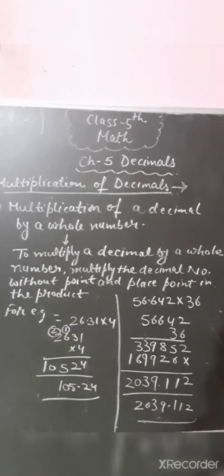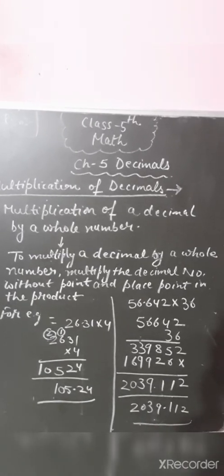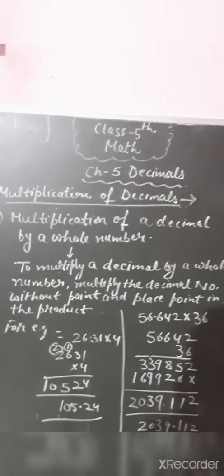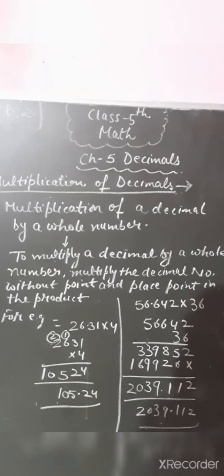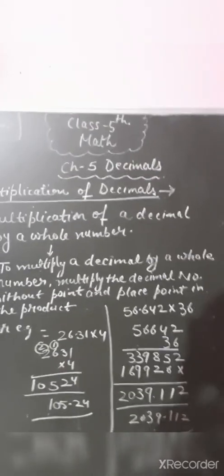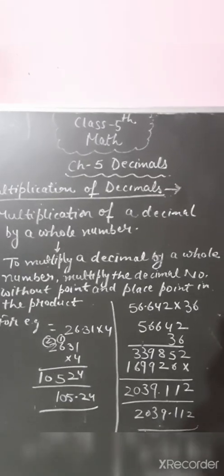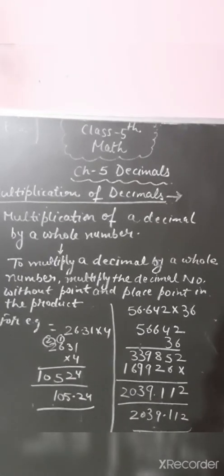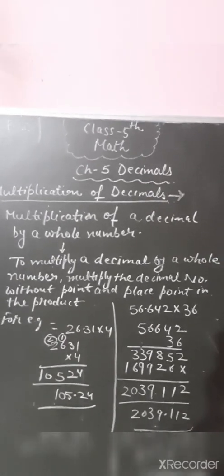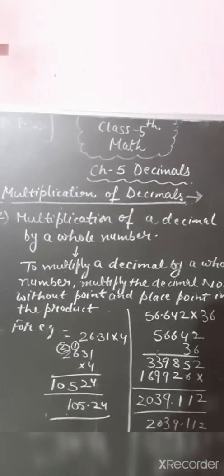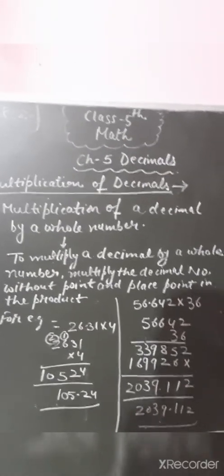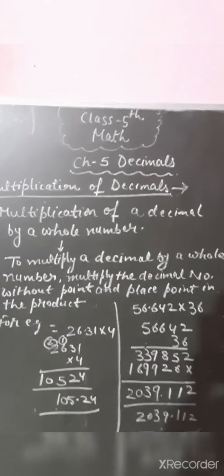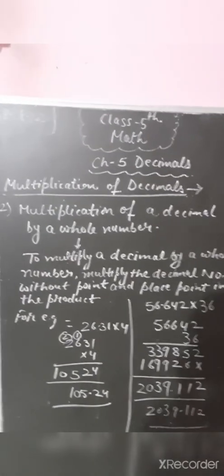Let us take one more example, 56.642 multiplied by 36. I have not kept the point while multiplying. I have done multiplication like this. The answer you got is 2039112. Now I have kept the decimal point. How? Because in the question 56.642, after the decimal point 3 digits are there, right? So you have to count 3 digits from the right, 3, 2, 1, and after that you fix the point, so that the decimal places in the question 56.642 and in the product you got are the same, right? Is it clear to everyone?